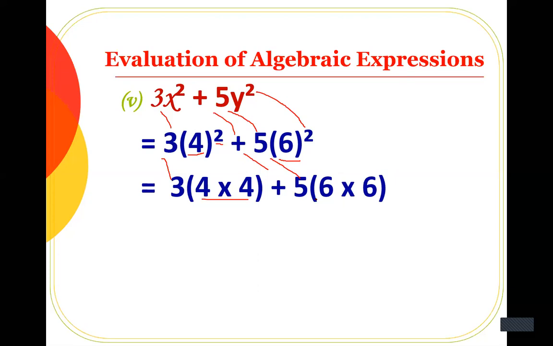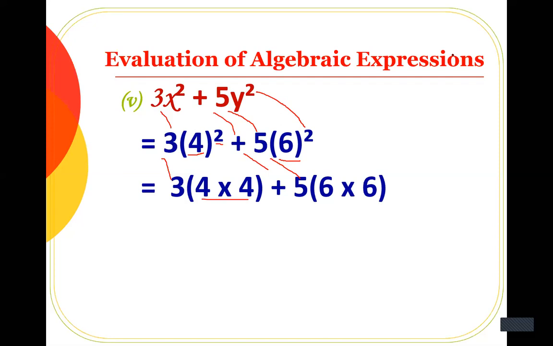Now 6 multiplied by 6. Because we have to replace the value of x, and 3 is multiplying with the variable x, that's why we are writing 3 bracket 4. The value of x is 4 in the question. I have told you earlier that the value of x is 4, so replace the value of x with 4. But when you are replacing the value of any variable, you will write it inside the bracket.